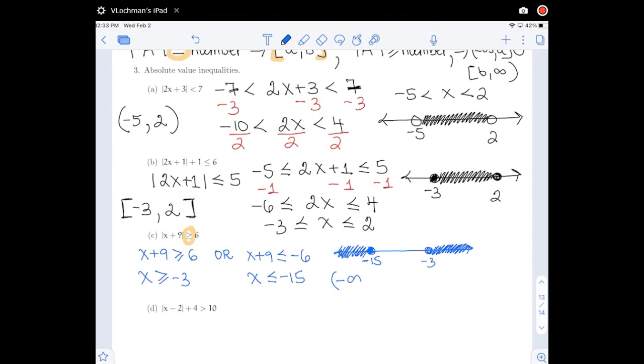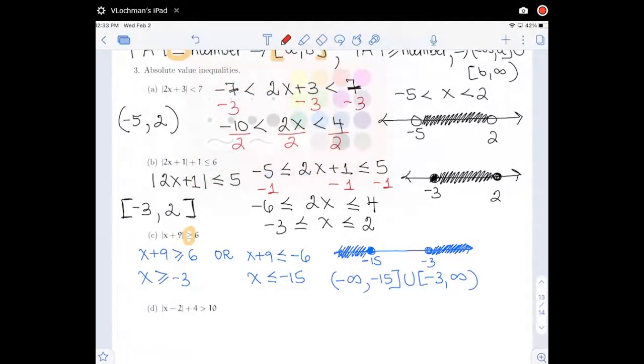Negative infinity to negative 15, including this, union, negative 3, positive infinity. That's the algebraic way of rewriting exactly the same thing as I have with the graph, right? Now, you can also make this connection.